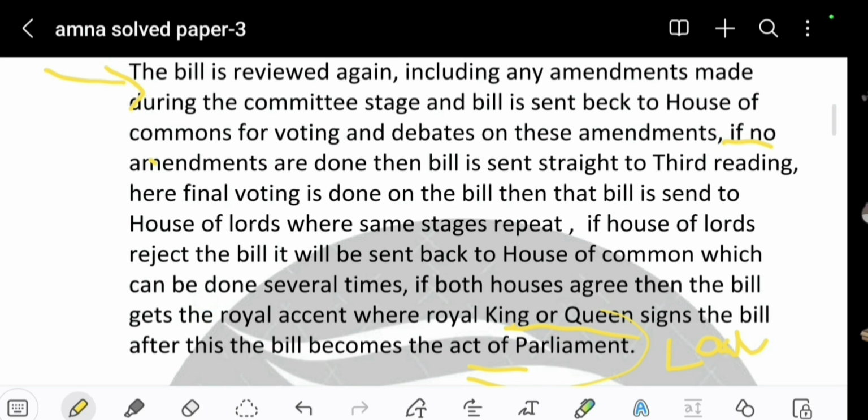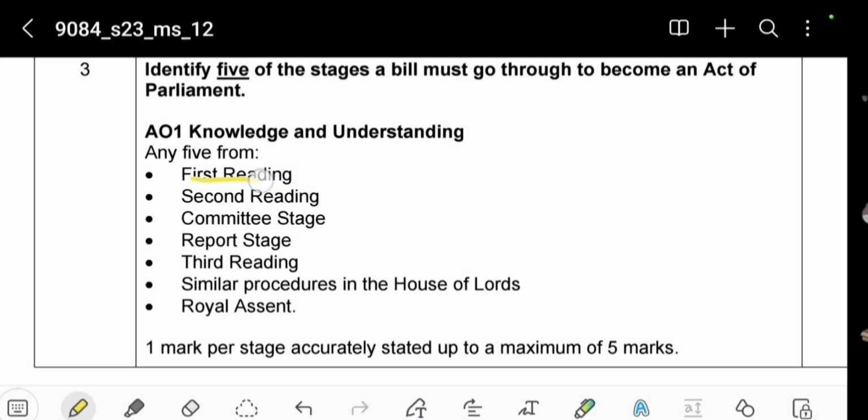Okay, so this is how you have to include your answer. As I am going to repeat again, I did not include the same marking scheme wordings in it. Instead, I have explained every stage. So let's see the marking scheme. First reading, second reading, committee stage, and all that. If you only wrote their names in the paper, barely you could get 1 or maybe 2 marks.